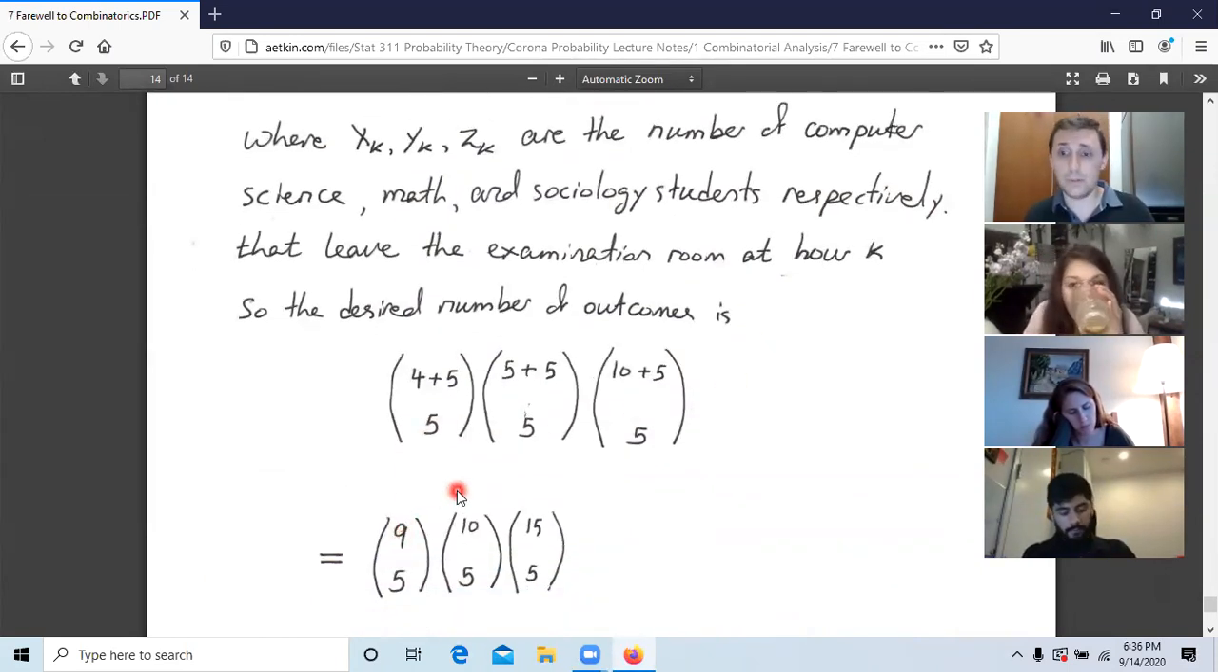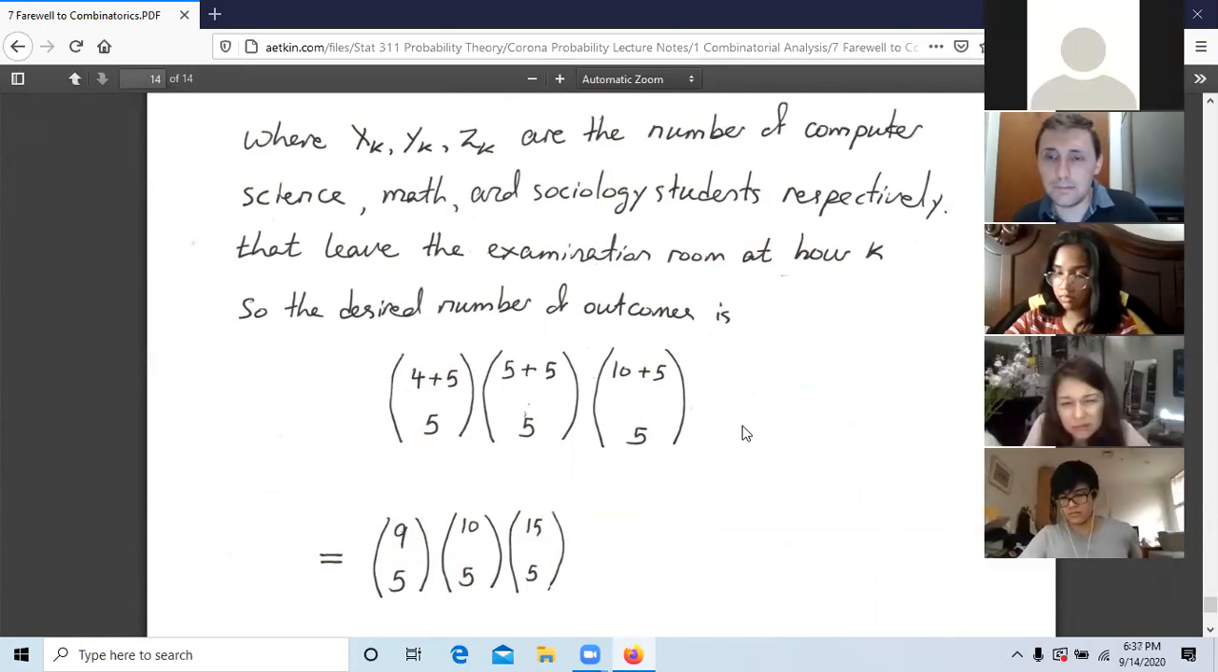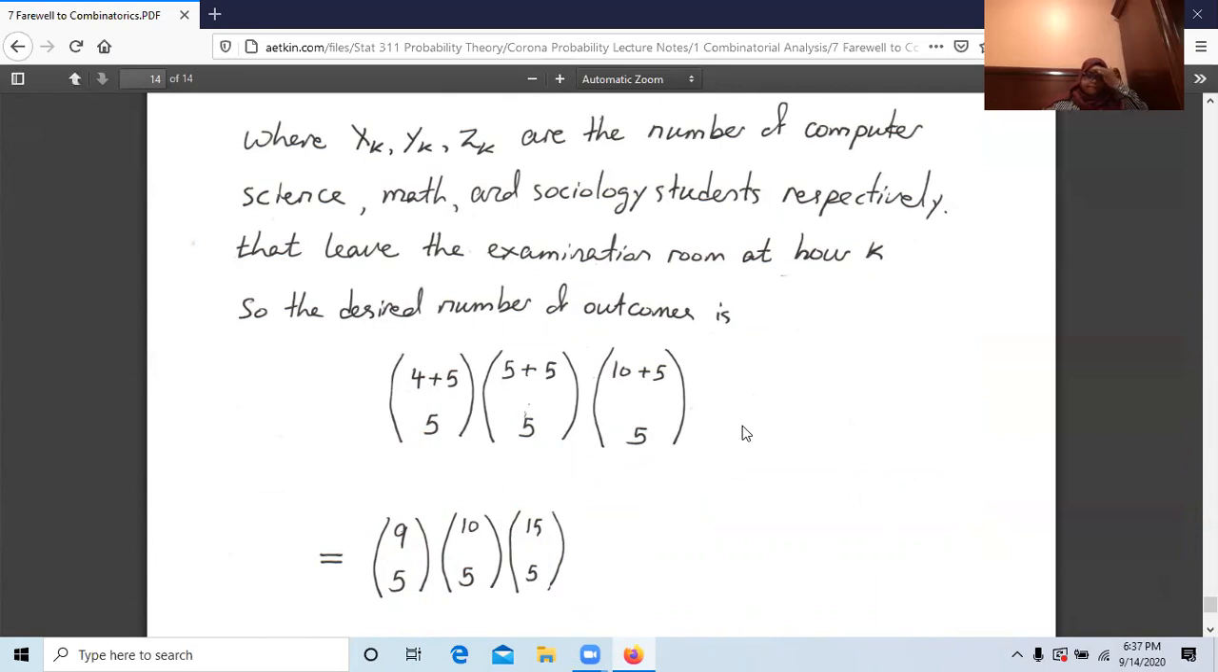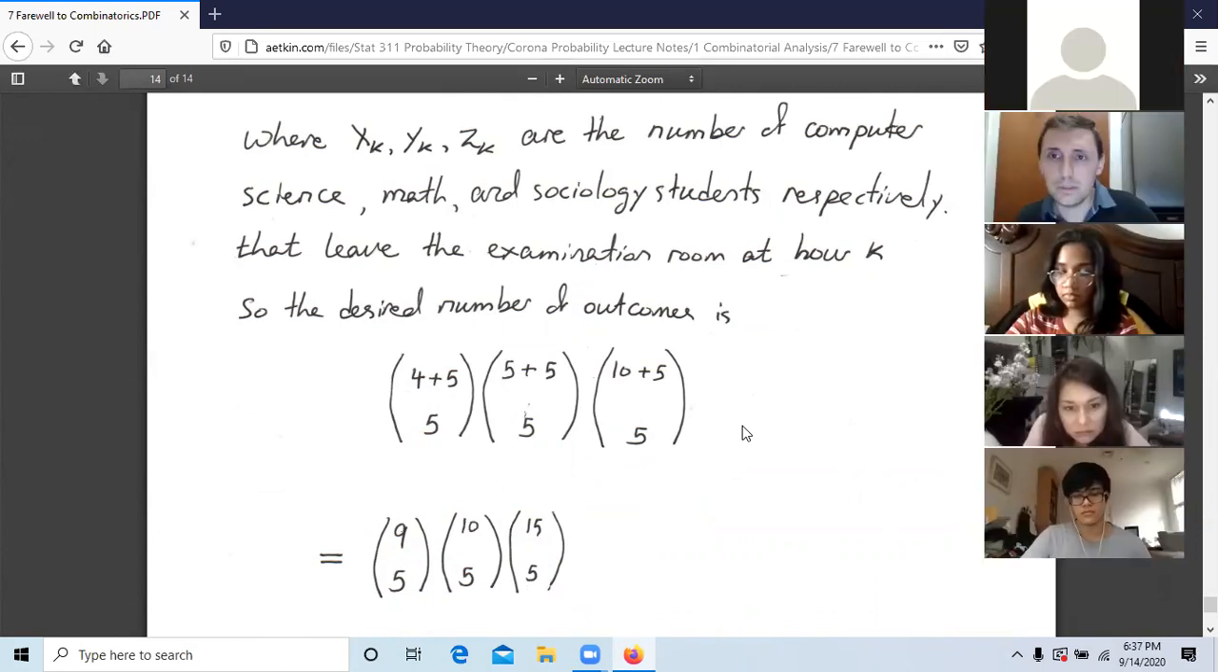And Bowen, you are absolutely correct. It's 9 choose 5, 10 choose 5, 15 choose 5. It looks like a lot of you are already excellent at it. So very good, very good.